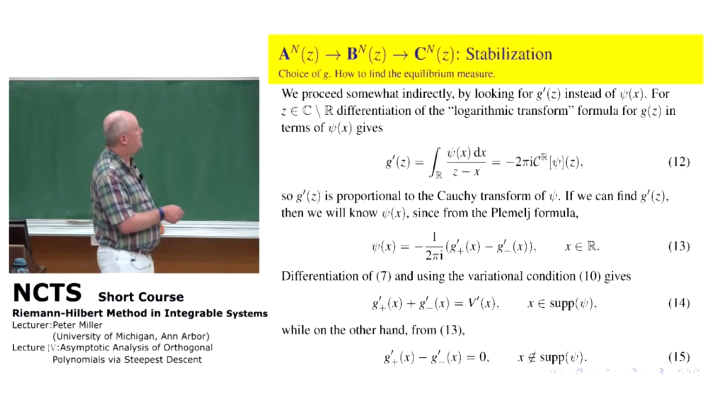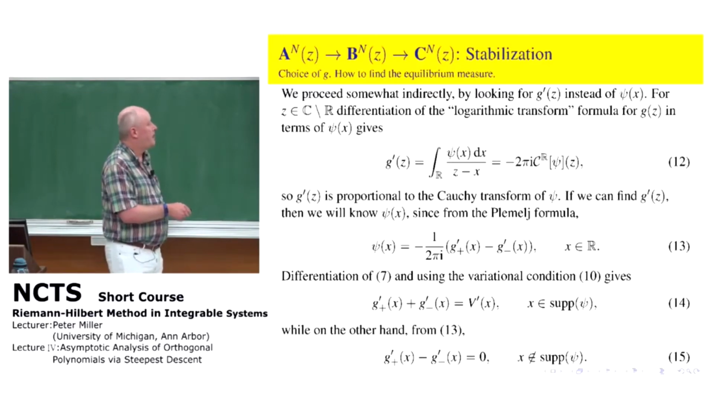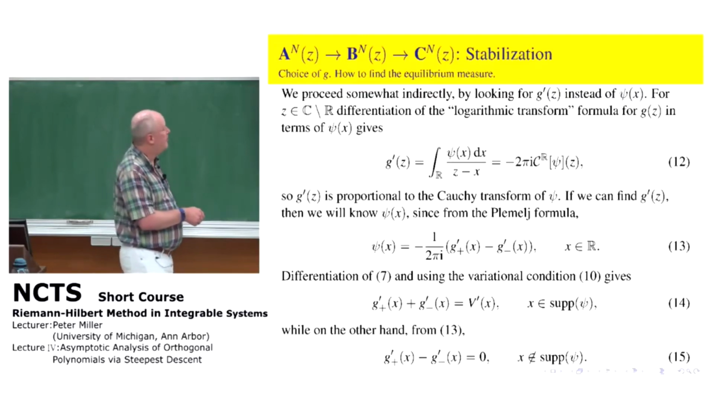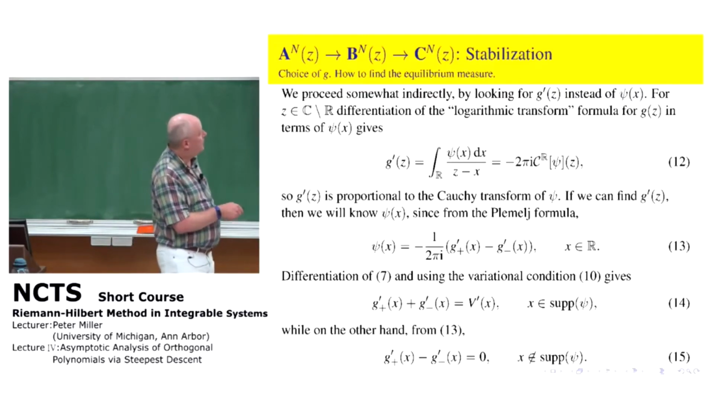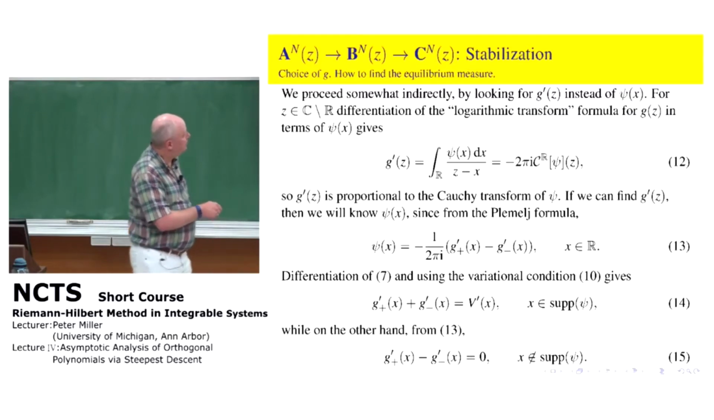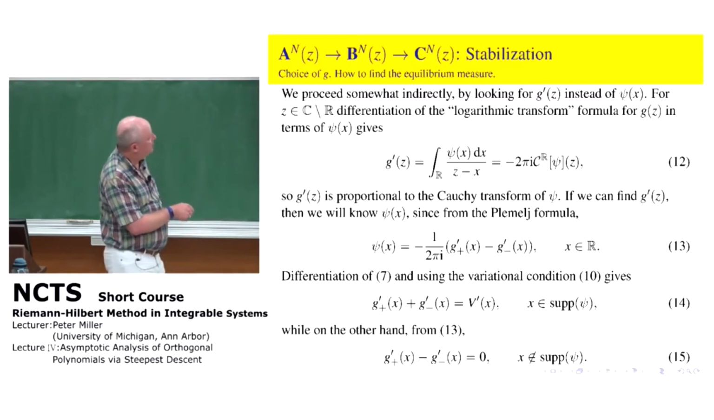Differentiation of that off-diagonal exponent, using the variational condition that holds true in the support, says that g prime plus g prime minus is the same thing as v prime of x in the support, because we've killed this Lagrange multiplier L by differentiation. It's a constant, so it disappears. On the other hand, from this one up here, we see that as long as we're not in the support, this psi is 0, and the difference of the boundary values of g prime has to vanish.